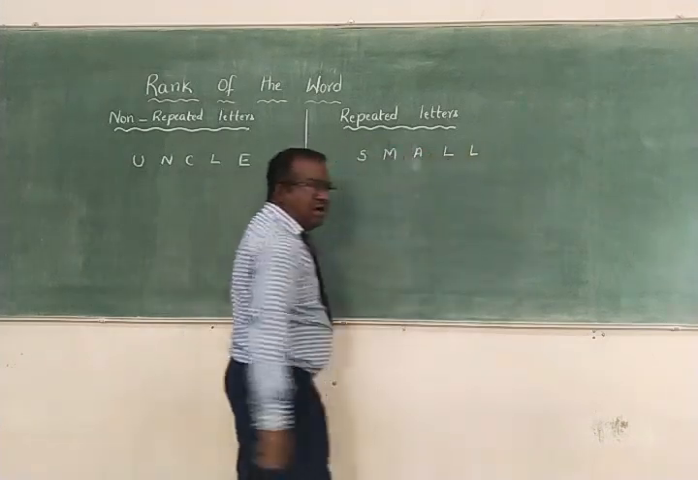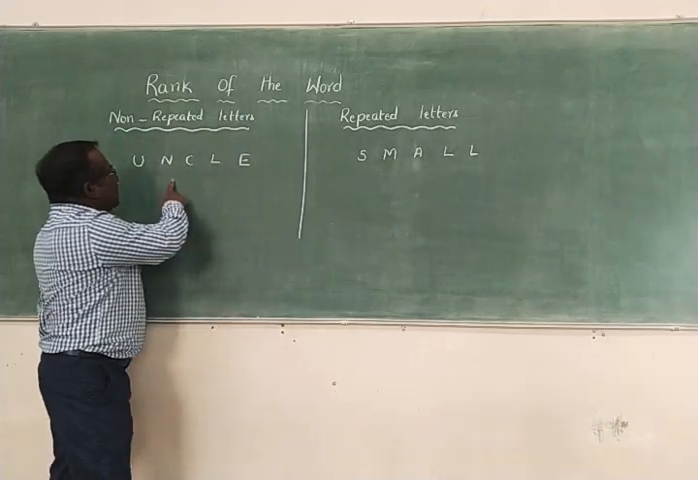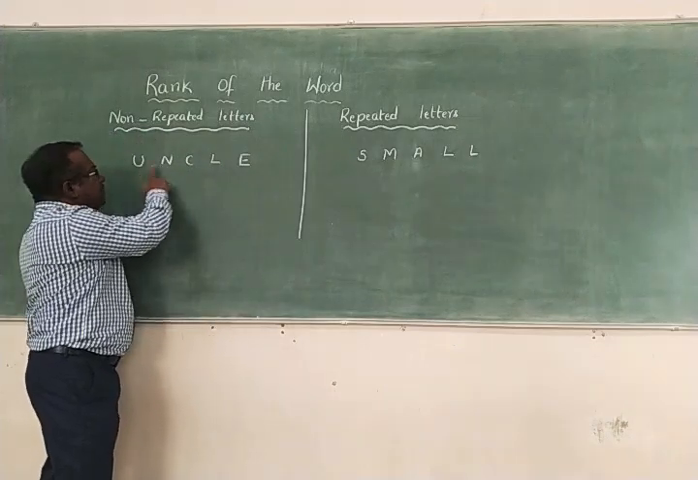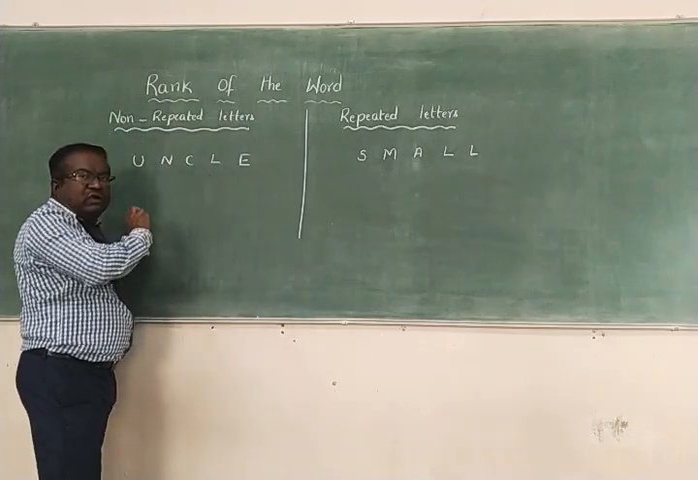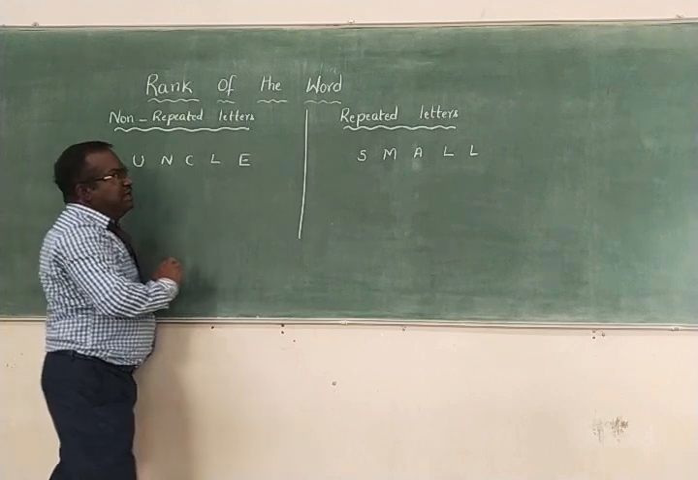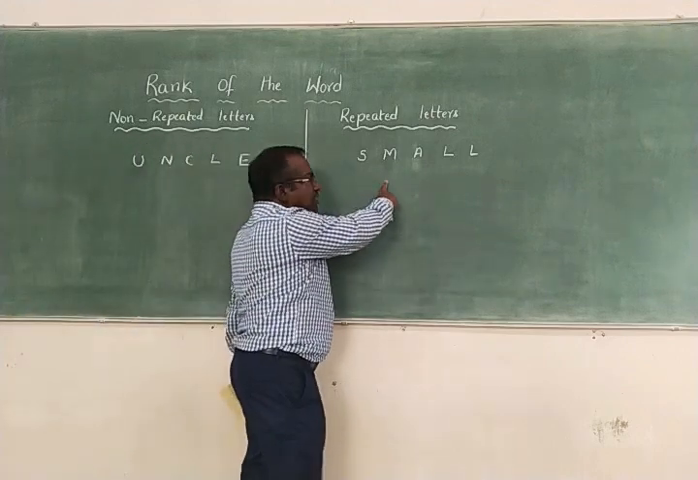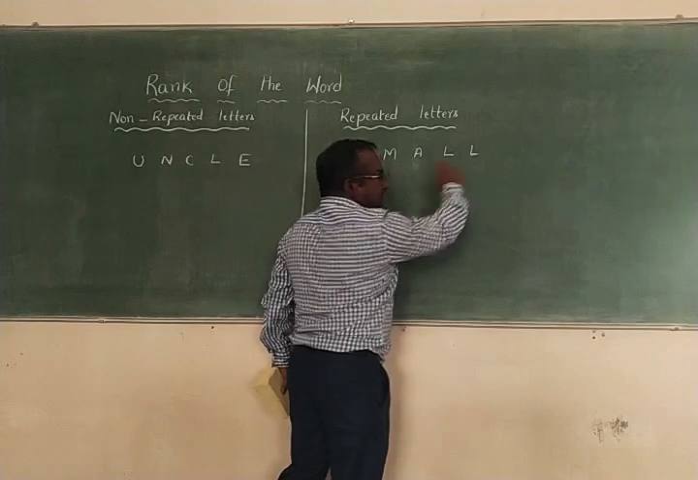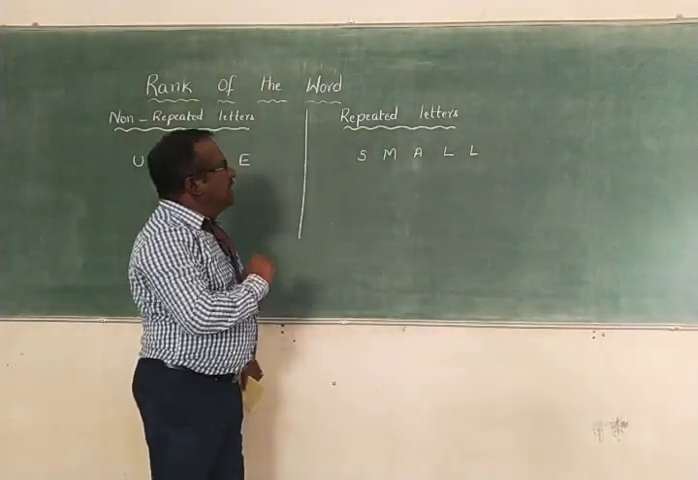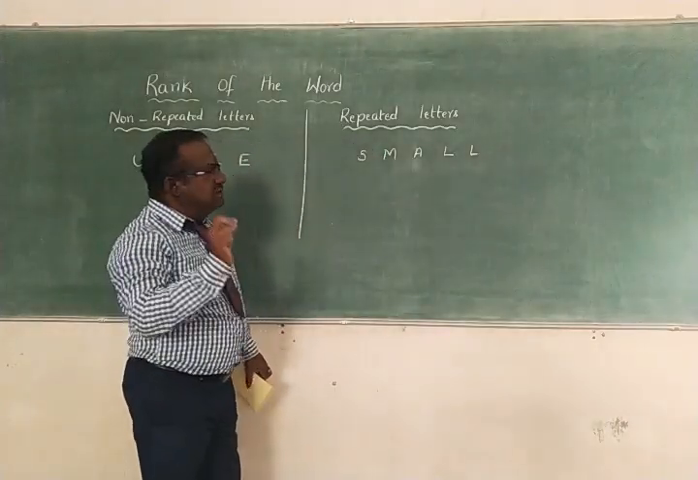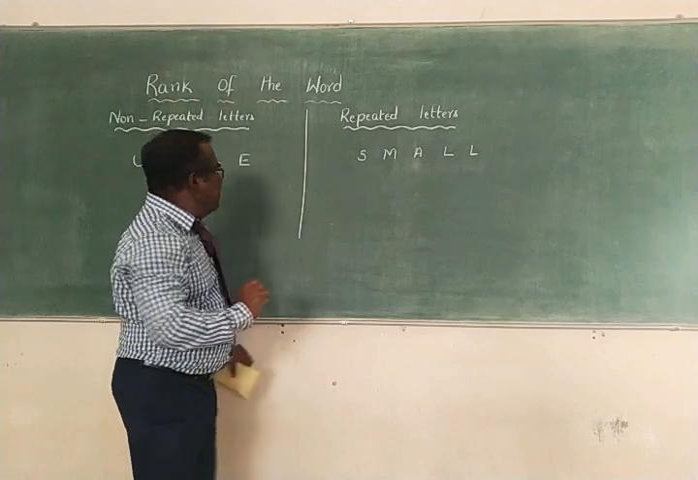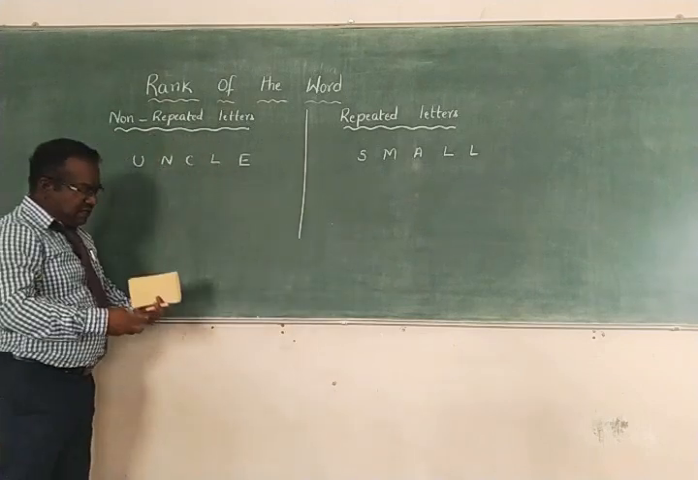S-M-A-L-L. Small. Here, non-repeated: uncle is the word. There are no letters repeated. In small, there are two L's repeated. In the repeated letters, there is LL, but this is non-repeated.